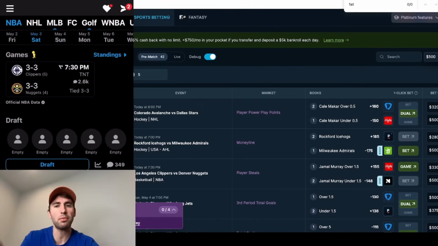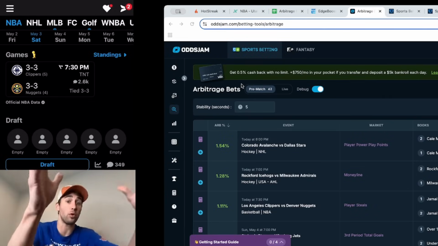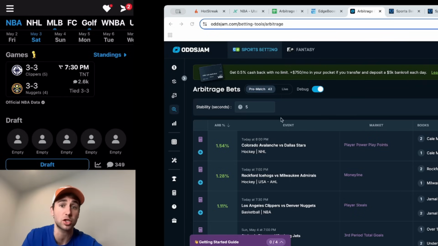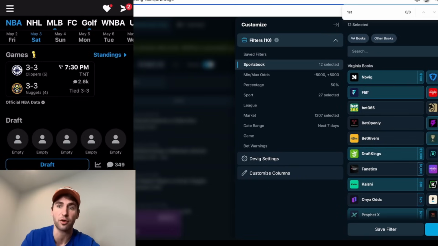So this is probably a little theoretical. What I wanted to do is show how this works in practice. The first thing I do is pull up the OddsJam Arbitrage Tool, which is just going to point out crossed markets, when two books are so out of sync you can make a risk-free profit.